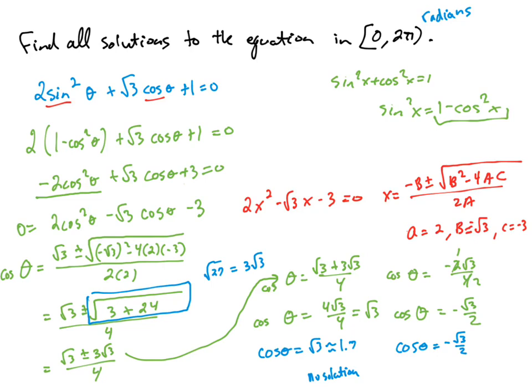And then cosine of theta is equal to negative root 3 over 2. Cosine is negative in quadrants 2 and 3, and those angles in radians are going to be 5 pi over 6 and 7 pi over 6. So those are the solutions. So this is a pretty involved equation, it's quadratic in form. We needed to use this identity in order to get the equation with just cosines, and then we had to use the quadratic formula to solve. So this is definitely as involved as we'll see in this class.